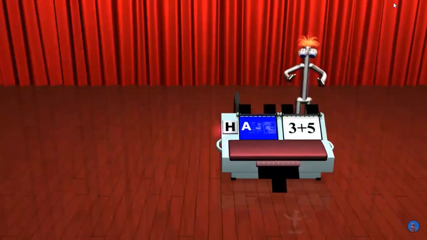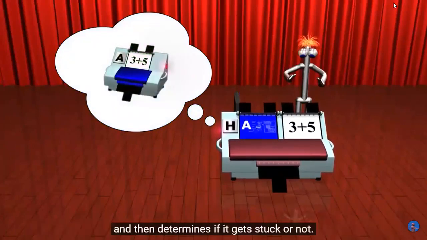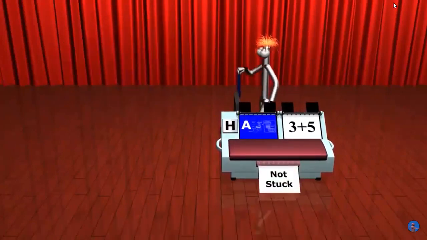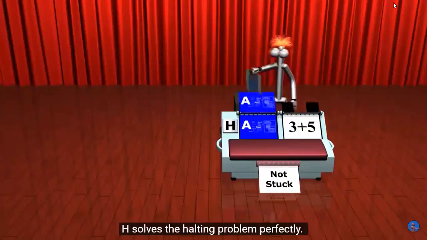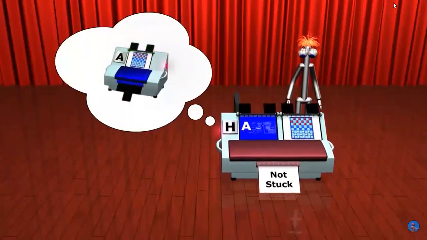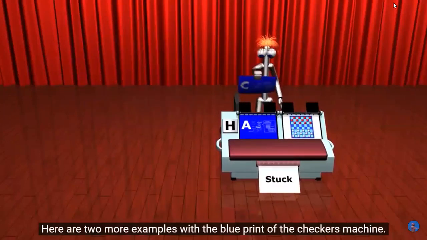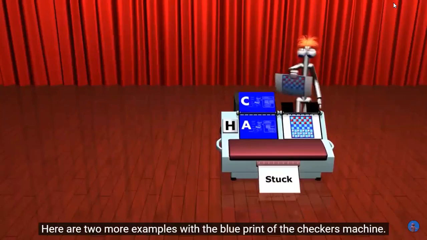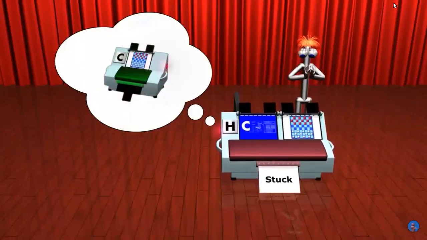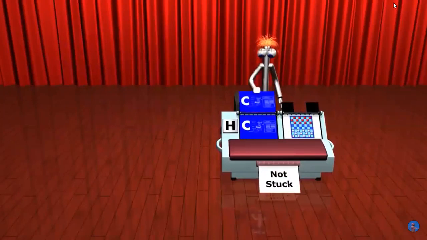Based on the blueprint, H simulates the given machine on the given input, and then determines if it gets stuck or not. H solves the halting problem perfectly. It always prints the right answer. Here are two more examples with the blueprint of the checkers machine. Right, so H is determining whether the program on the left will halt with the input on the right.